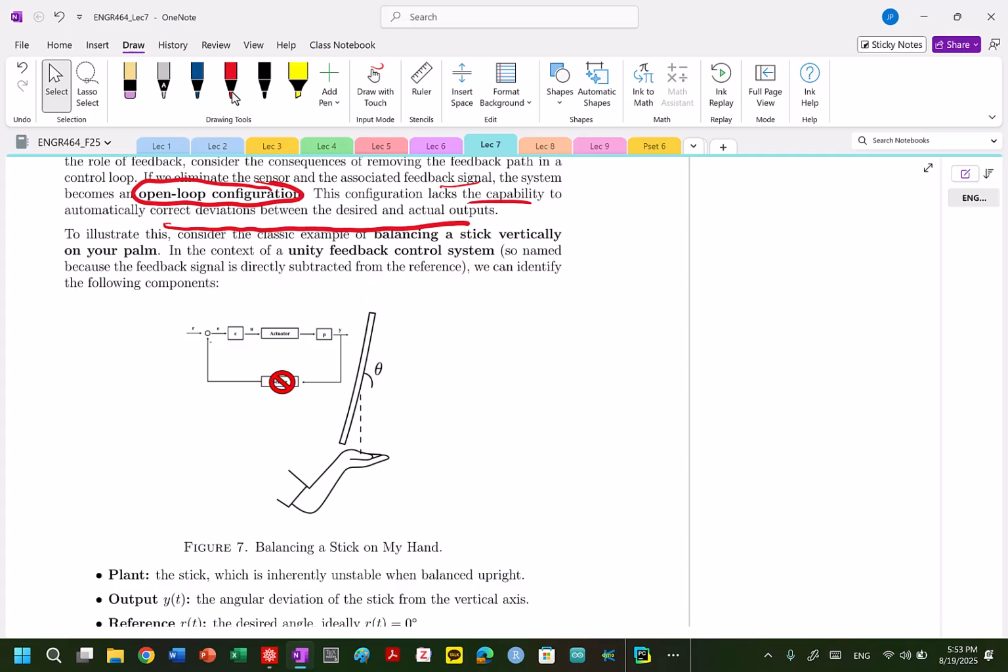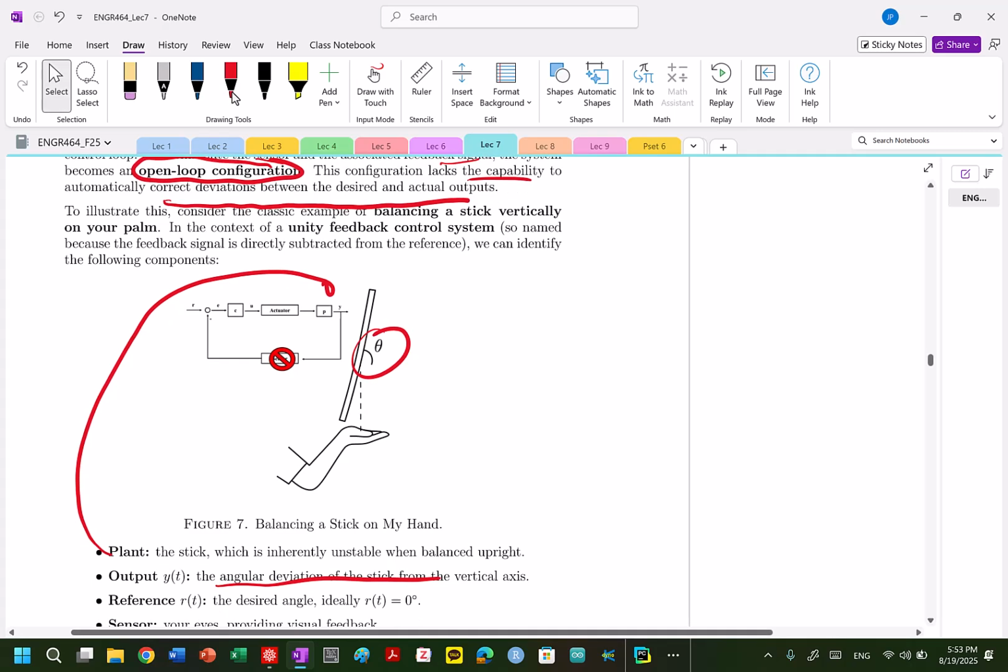If you balance a stick on your hand, let's look at how we would analyze this. So the stick, the dynamics of that, is my plant. The output would be that angular deviation. So whatever this actual angle is, again, we can measure it multiple ways. And let's imagine first we have some sensor. So let's say I've attached on my hand a potentiometer. I'm measuring that angle, et cetera. The reference would be the desired angle, 0, like we've said before.